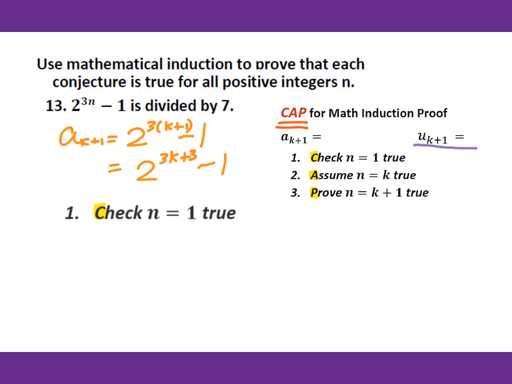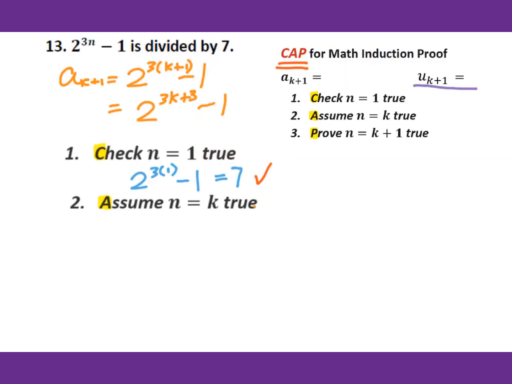First of all, check n equals 1 true. So we get 2 to the 3 times 1's power minus 1 equals 7. It's true, 7 can be divided by 7. So for the second step, assume n equals k true, which means 2 to the 3k's power minus 1 is divided by 7.